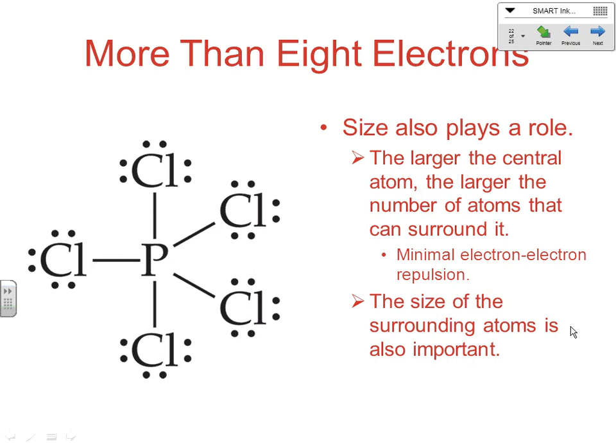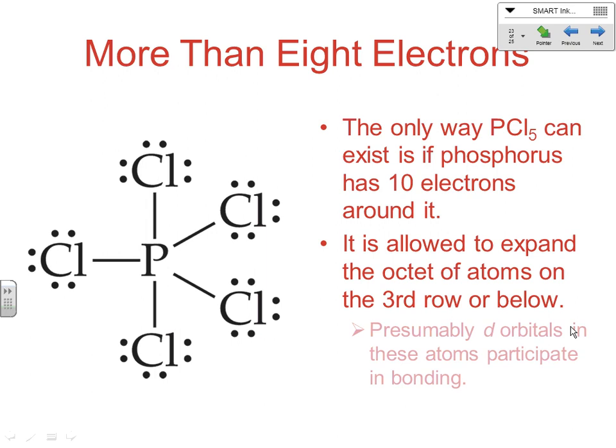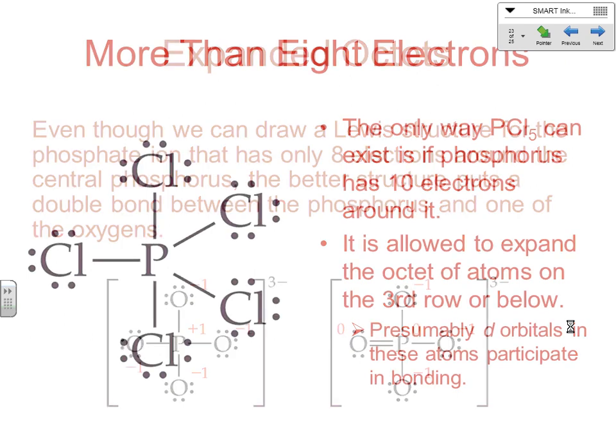Now, size can also play a role. The larger the central atom, the more likely it is to do this. And that's because bigger things have minimal electron to electron repulsion. And size of the outer atom can also play a role, and that deals with electron-electron repulsion as well. But the long and short of it, the only way that PCl5 can make a valid substance is if we have 10 electrons around the phosphorus. So it's allowed to expand, and we end up with an expanded octet. Not 4 single bonds, but in this case, 5 single bonds. So not 8, but 10. And what's really happening is we're getting our d orbitals involved in bonding.